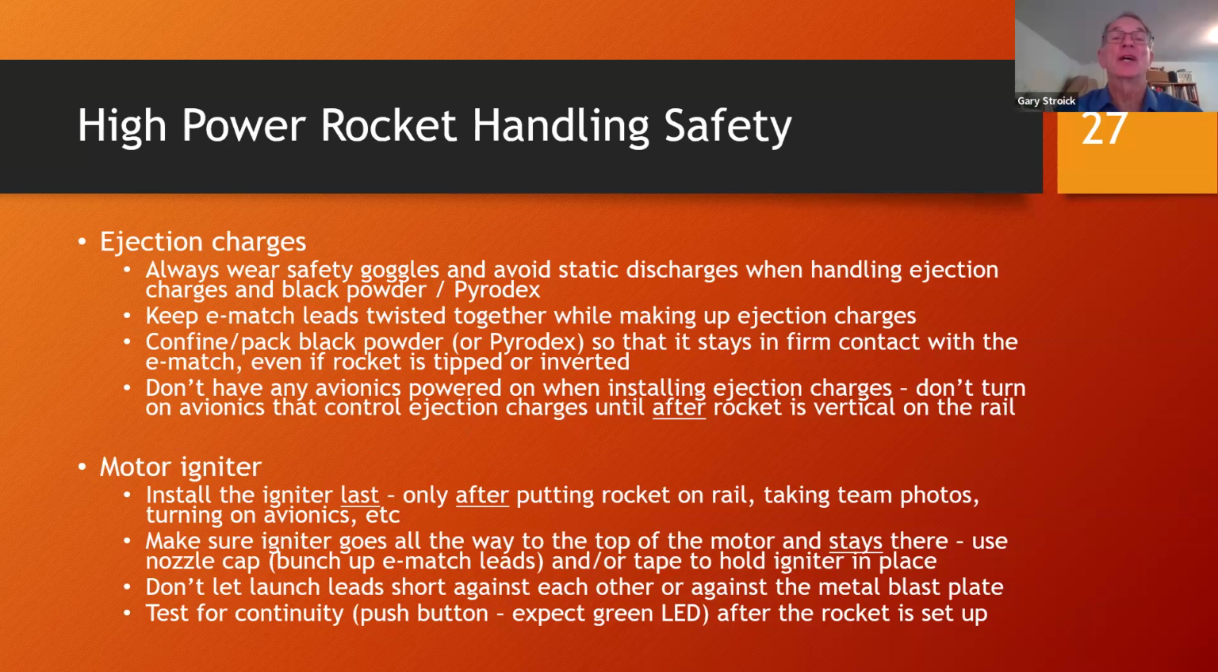You do not turn on any of your avionics that is going to be connected to any charges. Again, we don't want charges going off in the camp when your rail is horizontal and you've got people standing by it. You don't want charges going off and ejecting portions of the rocket into someone, that kind of thing.